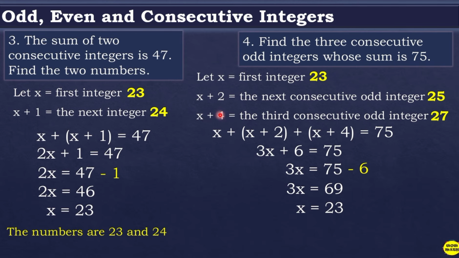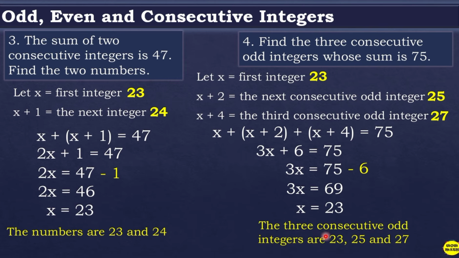Now, try to check using calculator. 23 plus 25 plus 27. Ano po ang sagot? It's 75. So, dapat ang sum nilang tatlo ay 75. And it satisfies the given problem. So, therefore, ang hinahanap ay yung 3 consecutive odd integers. So, ano-ano yun? We have 23, 25, and 27.